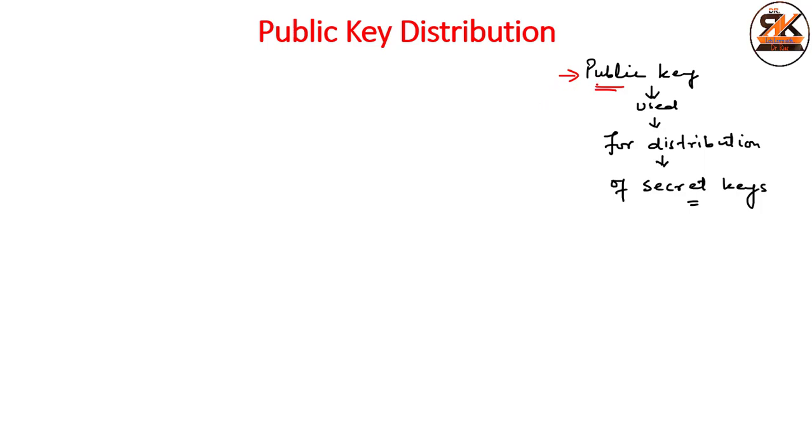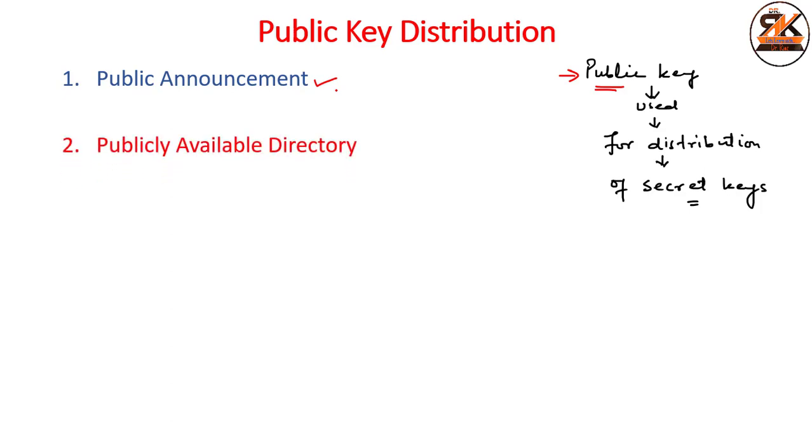So the distribution of these public keys is an issue, and for that we have different categories, different techniques which are there to distribute the public key of a user. The first technique that can be used for the distribution of a public key is the public announcement.